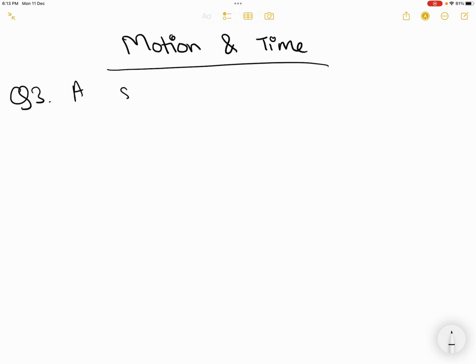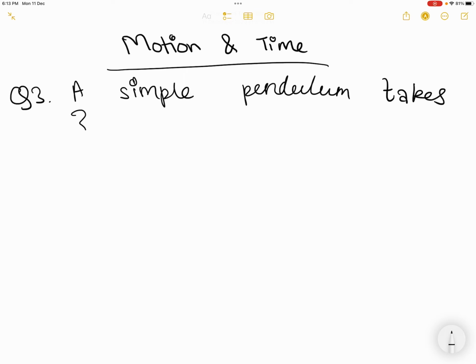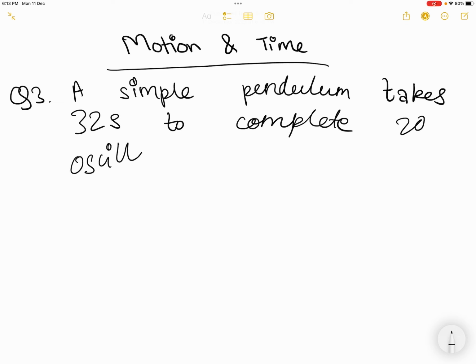I'm going to write the question as well for you. A simple pendulum takes 32 seconds to complete 20 oscillations.